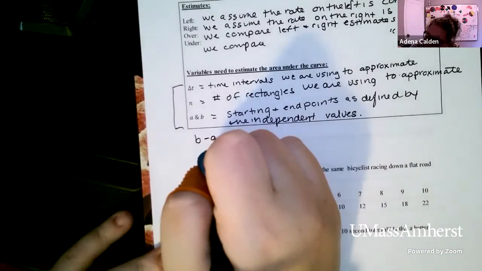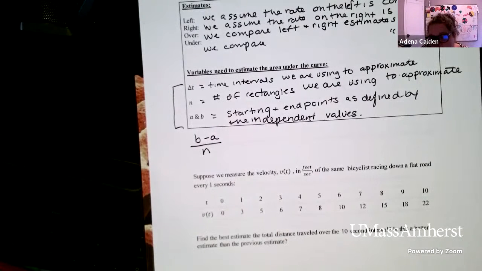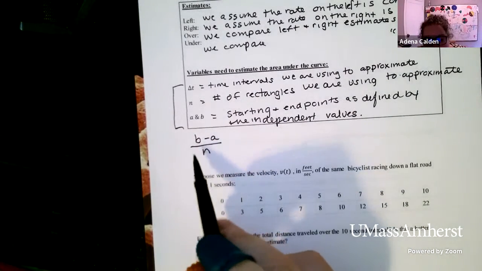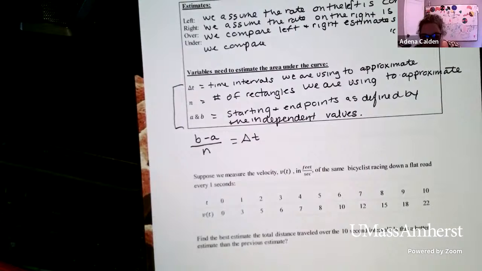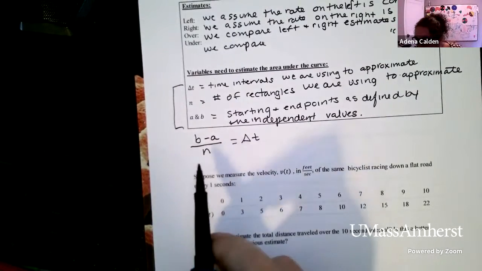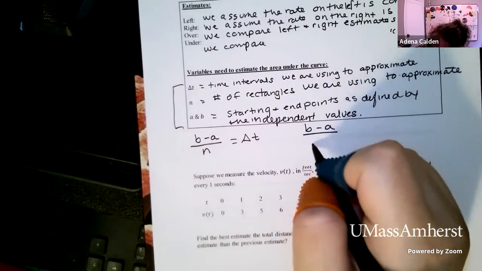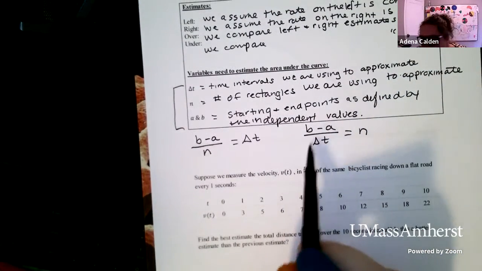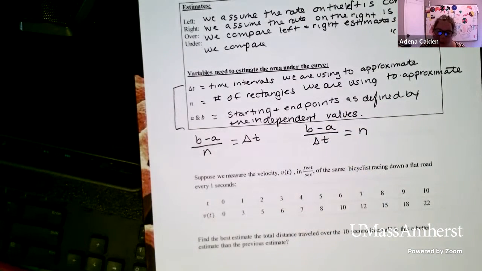If you look at B minus A divided by N, B minus A is the span of time you are looking at, the difference between the endpoints. So you're looking over 10 seconds, 20 seconds, 30 seconds. If you divide that by N, the number of rectangles you want to approximate with, that will give you delta t. So if you need delta t, but you know A, B, and N, you can find it that way. Similarly, B minus A divided by delta t equals N. So if you know the two endpoints and you know what you're counting by, you can figure out how many rectangles are going to be used to approximate.